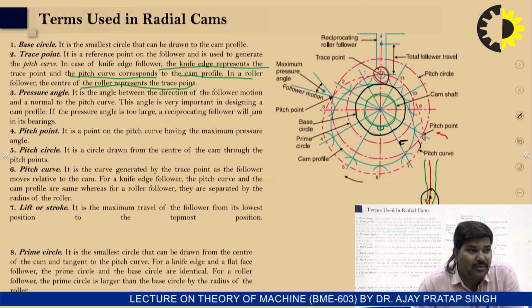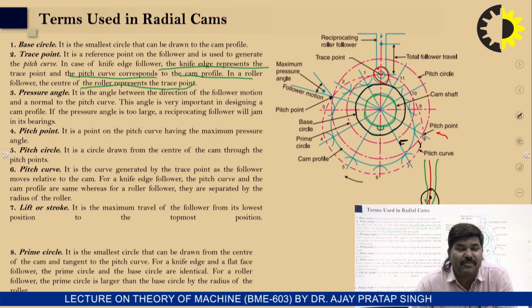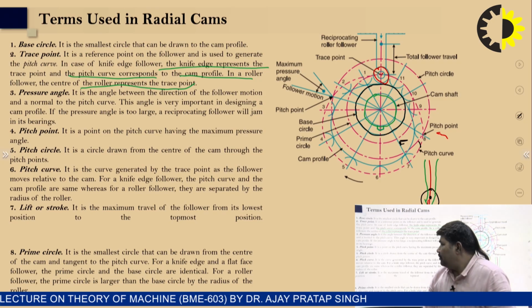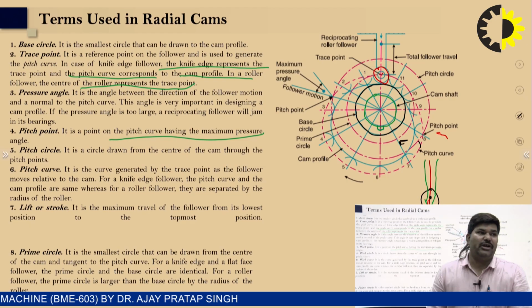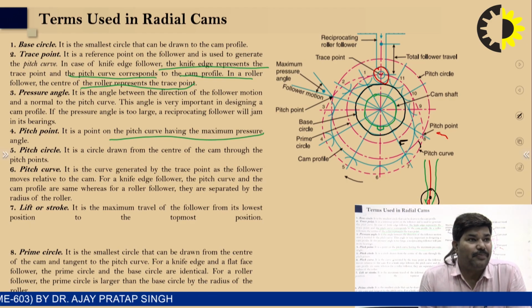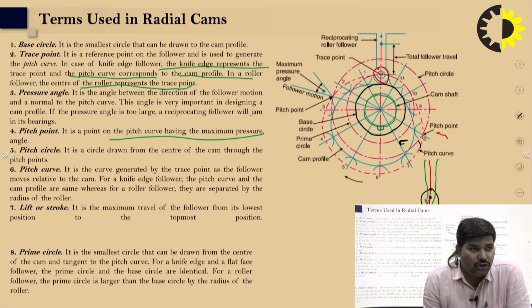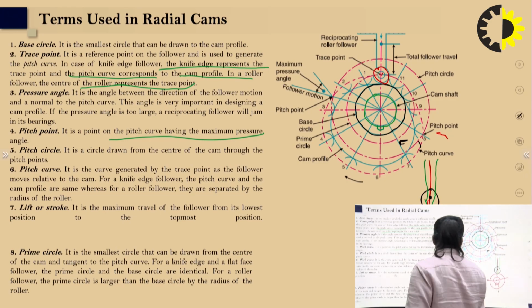The pitch point on the pitch curve is where the maximum pressure angle occurs. This is known as the pitch point. Then what is the pitch circle? The pitch circle is drawn from the center of the cam through the pitch point. So we can find out the maximum pressure angle.